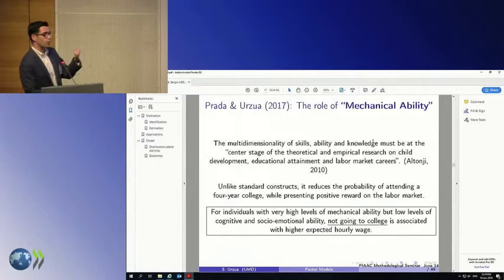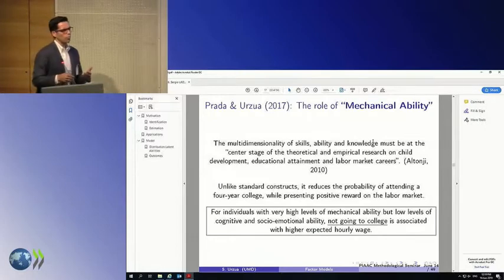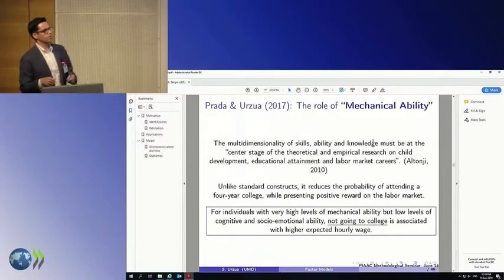So we're going to incorporate what we just discussed in a setup in which we have longitudinal information on decisions and labor market outcomes again. And what we show in this paper is that once you use this factor model, you find that mechanical ability will actually reduce your probability of going to college, which is sort of odd. What we think of as skills are things that will improve your chances of going to college. It turns out mechanical ability doesn't do that.